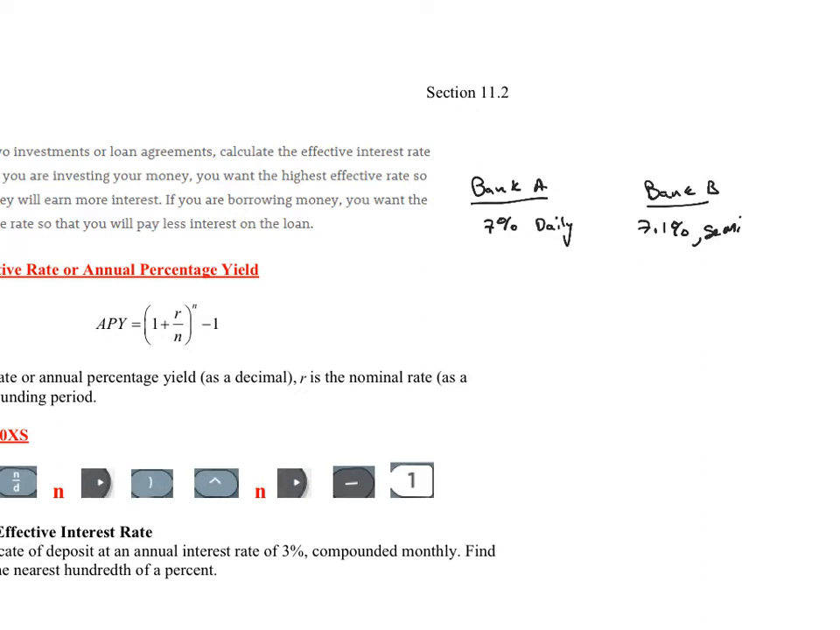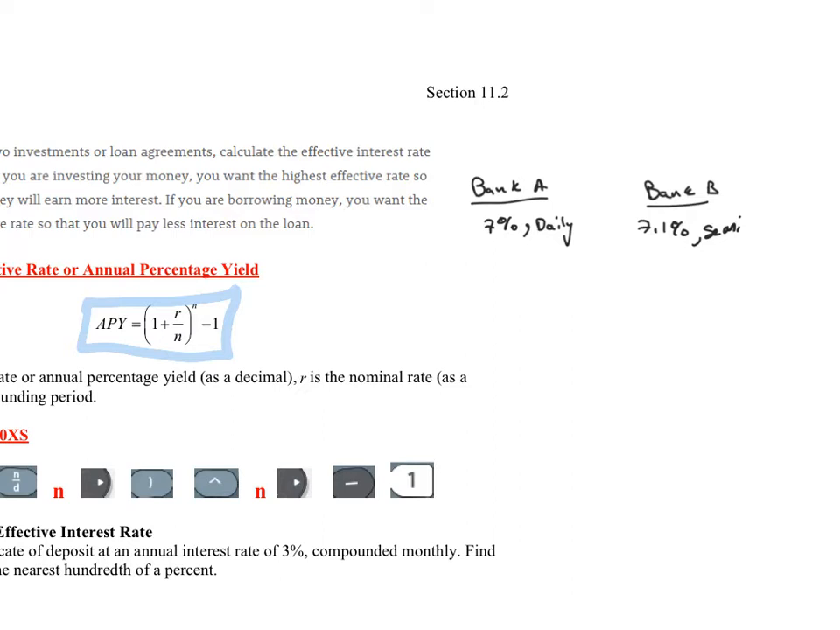Again, if I'm making an investment, I traditionally want the higher interest rate, which would be Bank B, but I also want the higher compounding rate, which would be Bank A, so I'm in a question of which one do I choose. So the formula that I'm going to use, which actually isn't provided in our textbook, but I've written it for you here, is the annual percentage yield, or the effective rate formula. This is going to give us our answer as a decimal, and then we need to convert that decimal to a percentage rate.